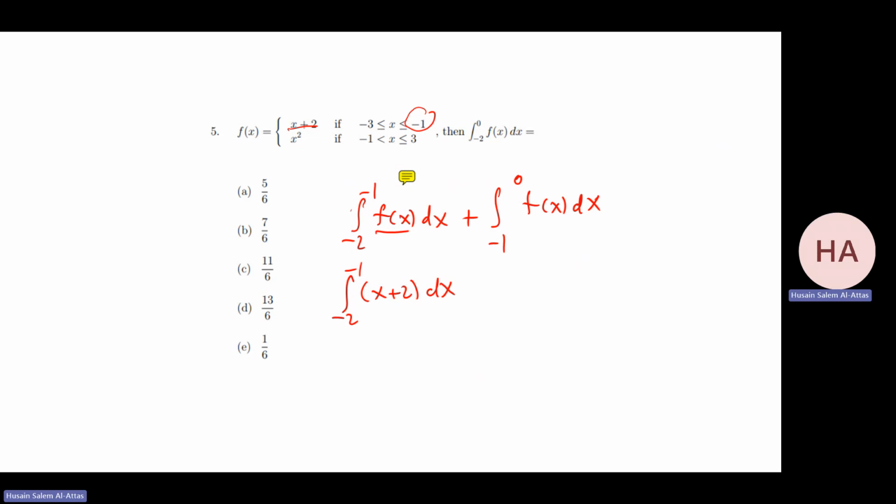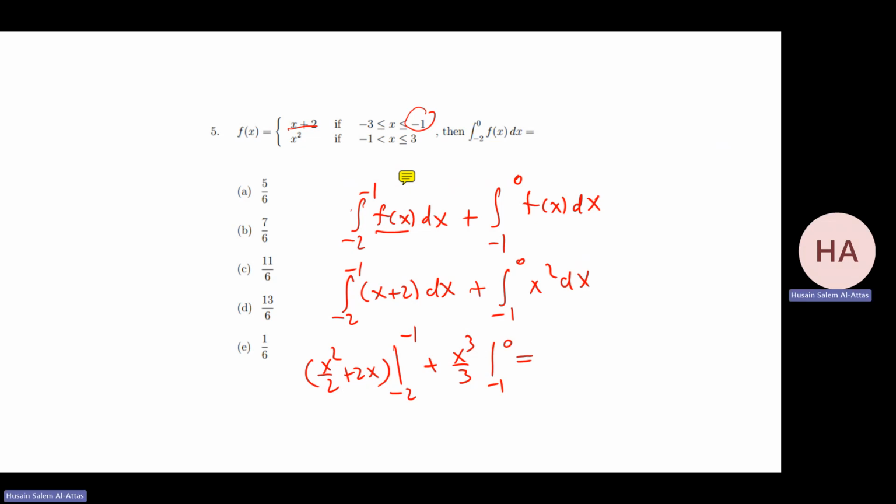And for the other one, I will use the other function. Then I will do the integral. That will be x squared over 2 plus 2x from minus 2 to minus 1. And this one, x cubed over 3 from minus 1 to 0. Yeah, be careful with the calculation.